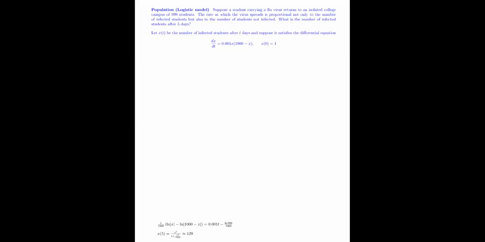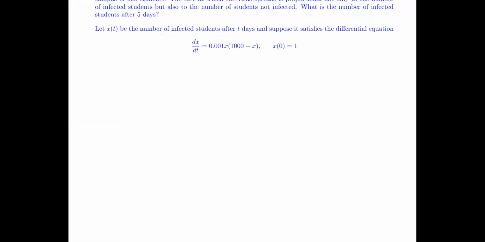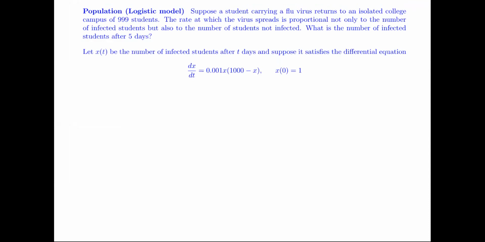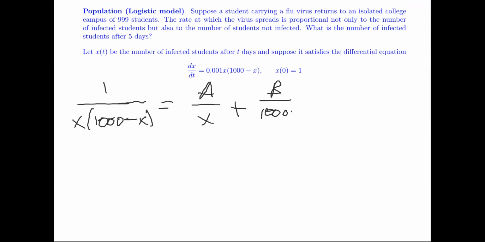Let's go ahead and zoom in here so you have a little bit more white space to work with. So we had this fraction that we want to find the partial fraction decomposition of. This is equal to a over x plus b over (1,000 minus x). Multiply both sides by x times (1,000 minus x), and we get 1 is equal to, the x's cancel on this term, so we get a times (1,000 minus x) plus b times, and here the 1,000 minus x cancels, so we just get b times x.